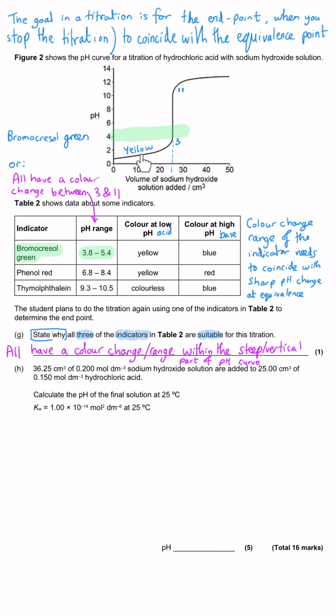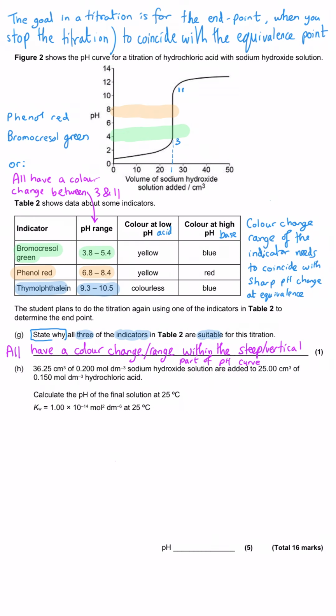It would be yellow at first down here, and then turn to blue thereafter. And then phenol red could similarly be used. This was very obvious that this one can be used because 6.8 to 8.4 is this region here, almost in the middle of the vertical region.